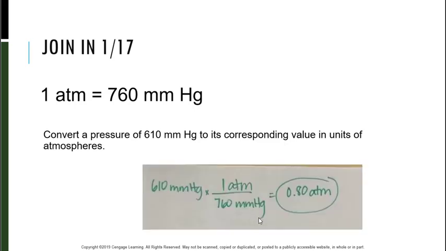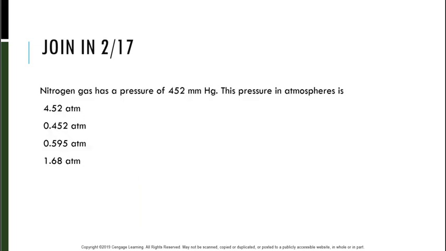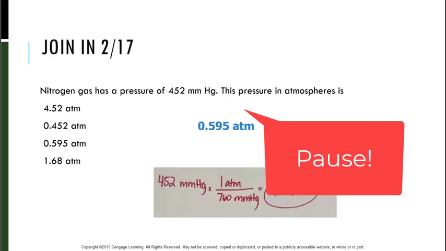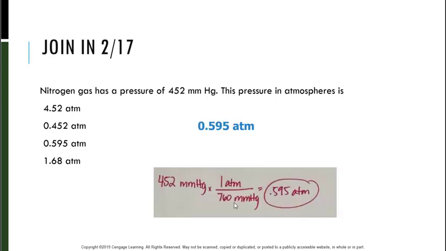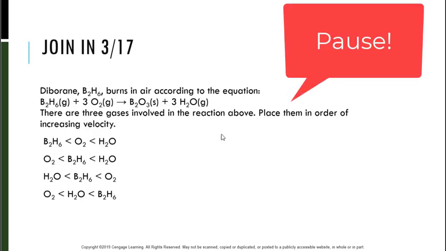To convert from millimeters of mercury to atmospheres, we use 760 millimeters of mercury for 1 atmosphere. Pause here. Same setup as before, millimeters of mercury to atmosphere, 760 to 1. Number 3, pause the video here.